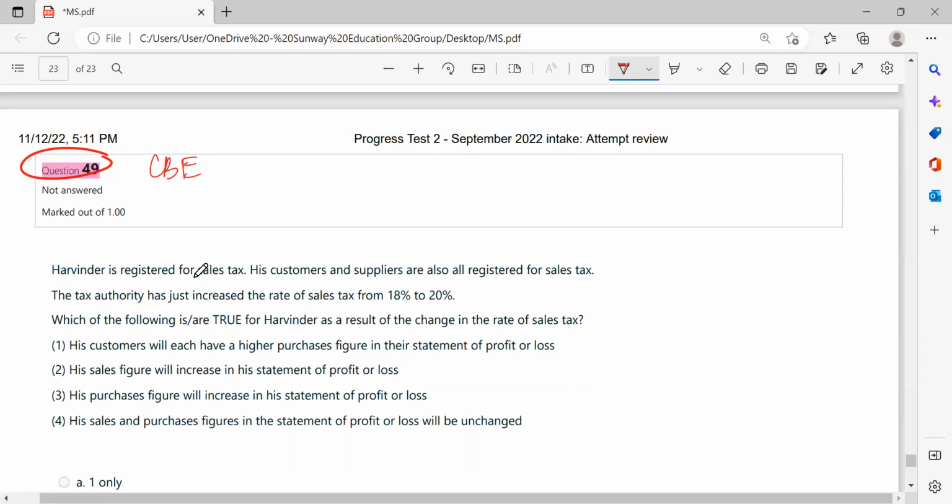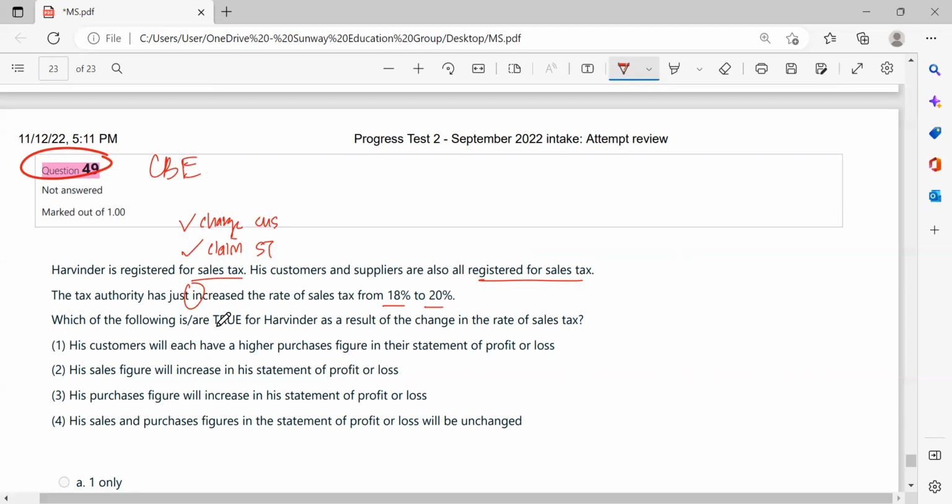Harvinder is registered for sales tax, so he can charge his customers sales tax. He can also claim back if he buys from a sales tax registered business. So his customers and suppliers are all registered for sales tax, meaning he can charge and he can claim sales tax. The tax authority increased the rate from 18 to 20. So sales tax increases. Which of the following is true as a result of the rate increase?